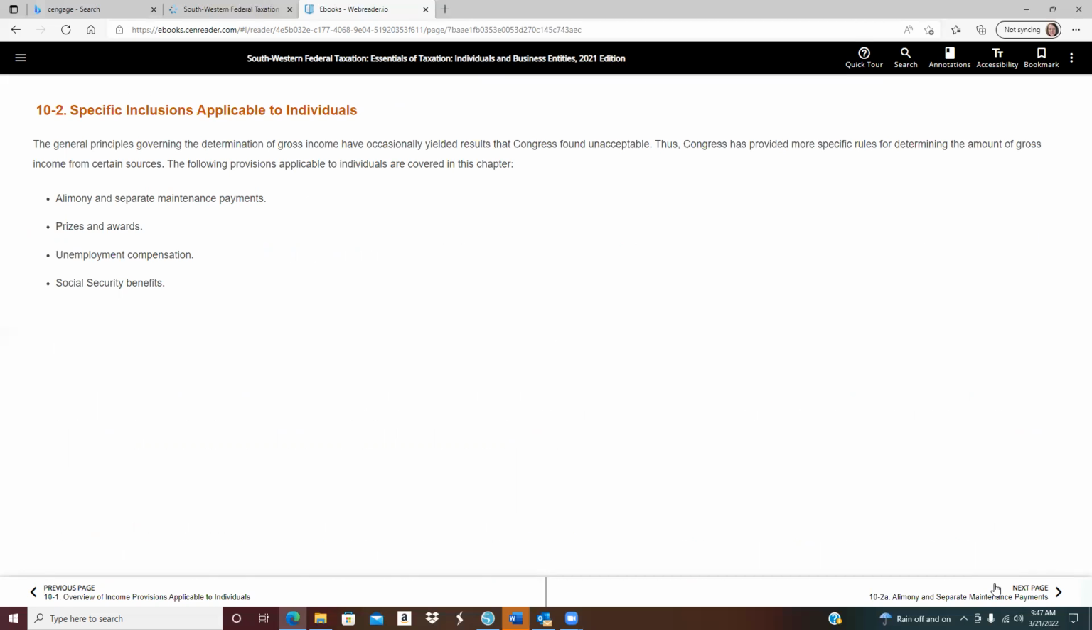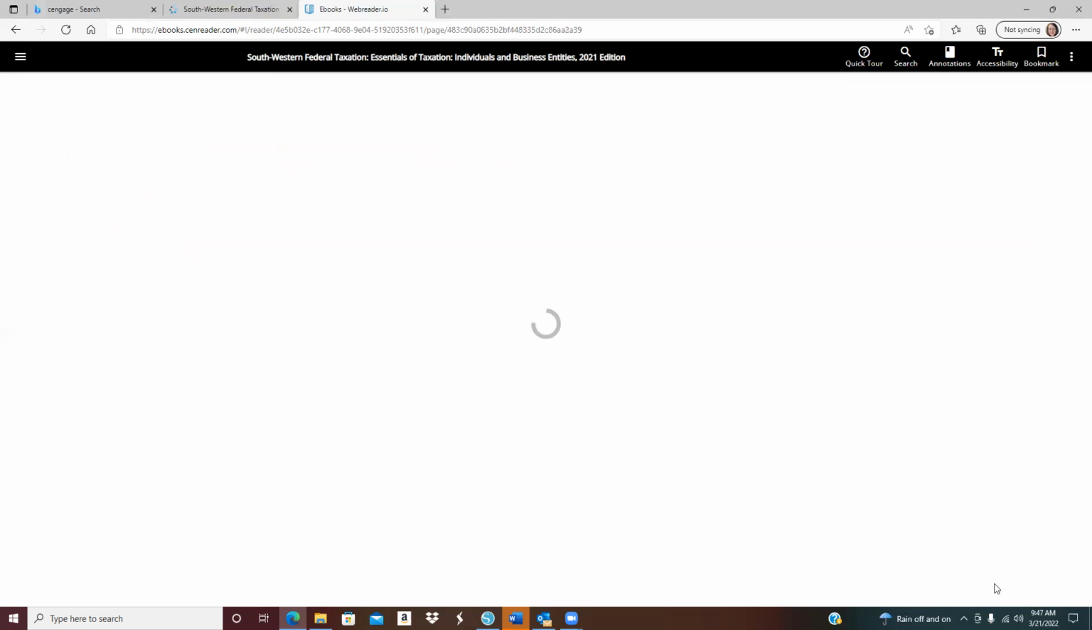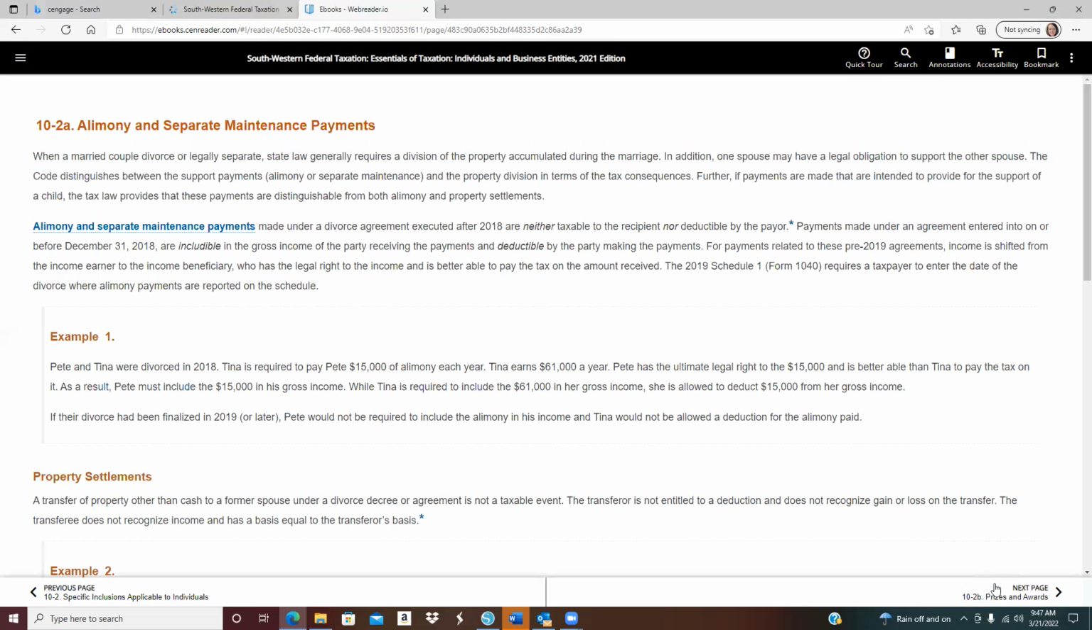These have yielded results that Congress found unacceptable, so Congress has provided more resources. These provisions applicable to individuals are typically addressed separately. Let's talk about alimony. Married couples who divorce are legally separate. State law generally requires the division of property accumulated during marriage. The tax code distinguishes between support payments and property division in terms of tax consequences.